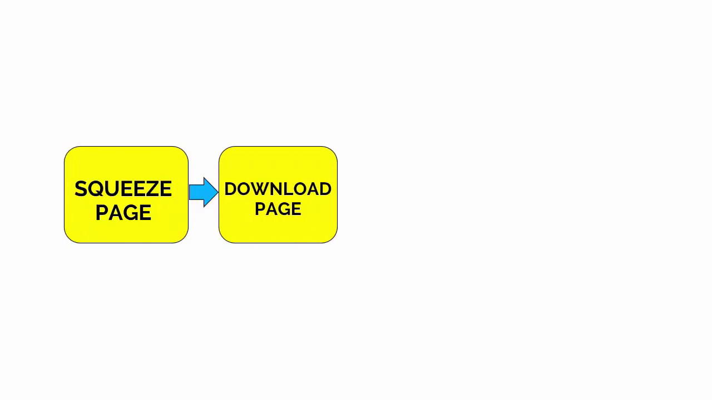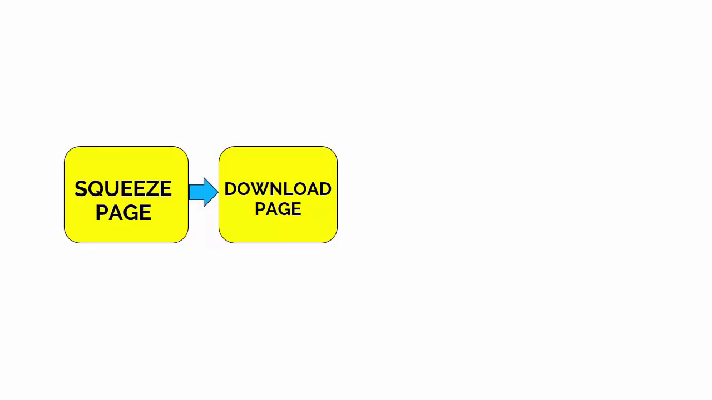The first thing it starts with is the squeeze page. This is where you're going to be giving away your free offer in exchange for the visitor's email address. So they have to sign up with their email in order to get your free offer. As soon as people enter their email address on the squeeze page and submit their information, they're going to be taken to the free gift download page.